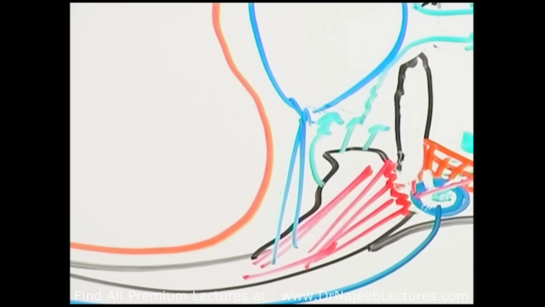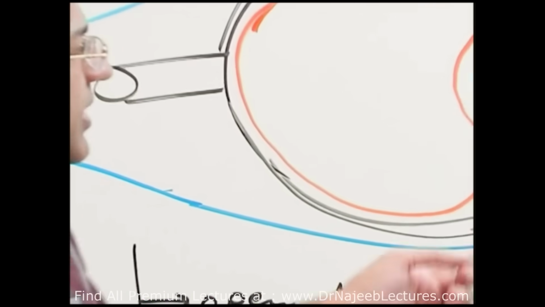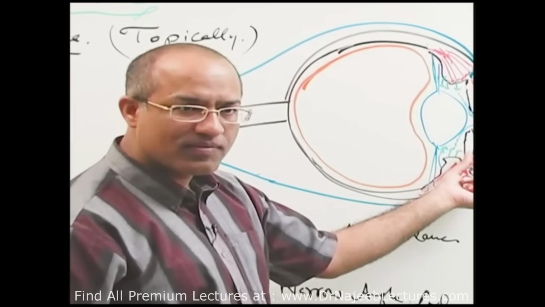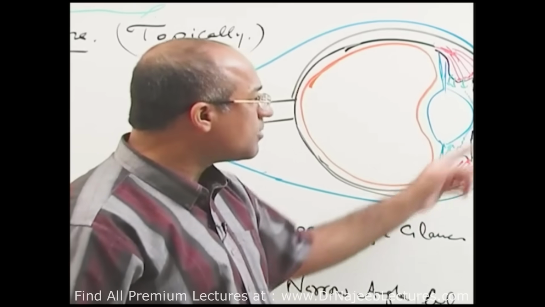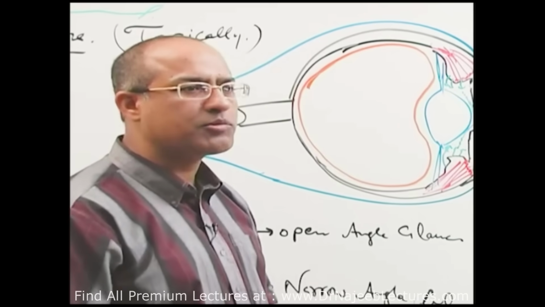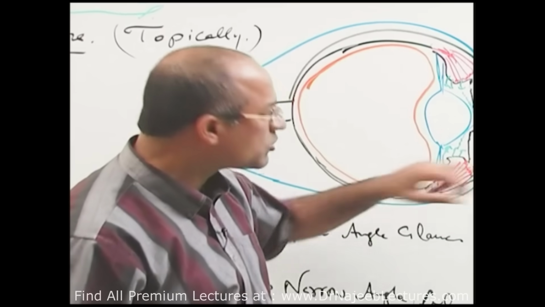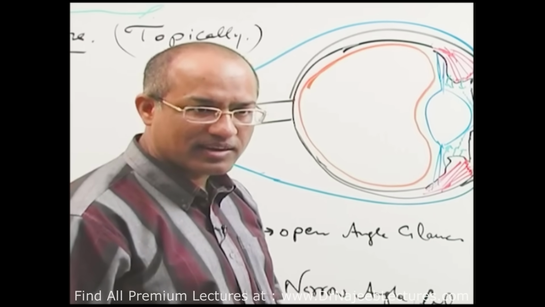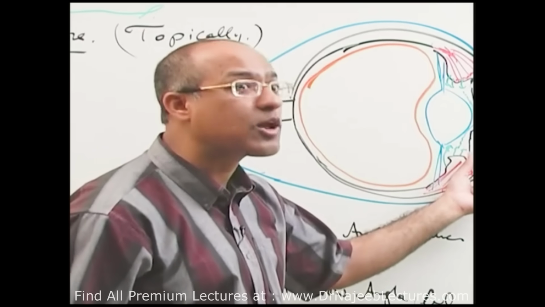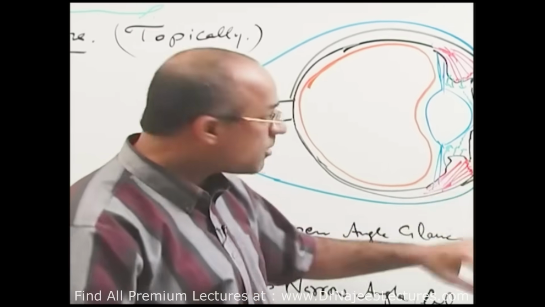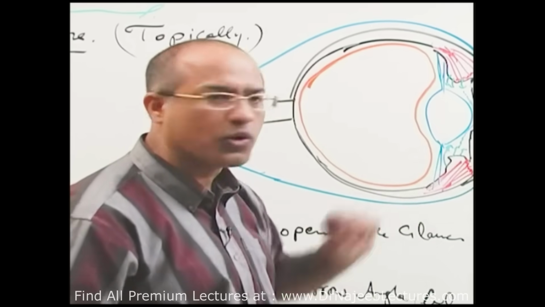Is it clear? Now what happens? Sometimes doctors found that in some patients the angle is open, they can see the trabecular meshwork, but pressure is high. Later on they came to know that in these people, within this trabecular meshwork, there is narrowing. The angle is not narrow, but this filtering system is having some resistance to flow.